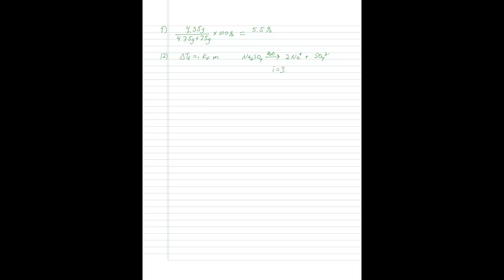So our delta Tf is equal to i, so we're going to have 3 times our Kf, 1.86, and that's degrees C per molal, and our m we were given at 0.50 molal, so our molalities cancel, and we get a delta Tf that's equal to 2.79. Again, this is a depression, so we're always going to drop our freezing point. Since water is normally at 0, this becomes negative 2.79 degrees Celsius. We only get 2 sig figs there, so it becomes negative 2.8.